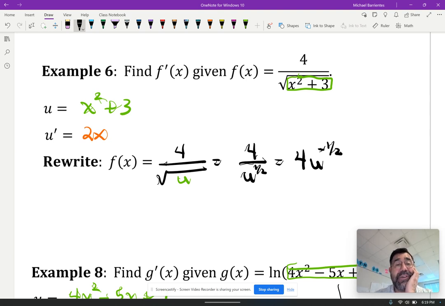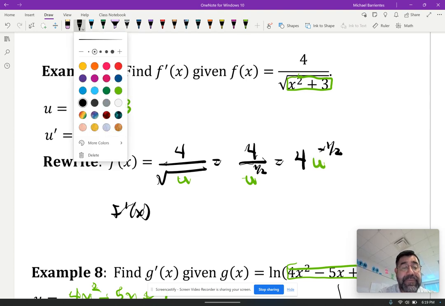Now I have a power function. I have a coefficient. I have a variable to an exponent that's a numeric exponent. Now I can use the power rule. So I'm ready to take the derivative. By the way, every time I wrote a u here, maybe I should have kept it in the original color, which is green.